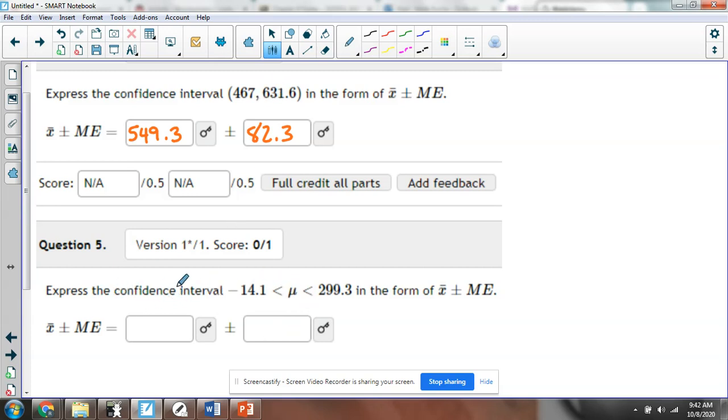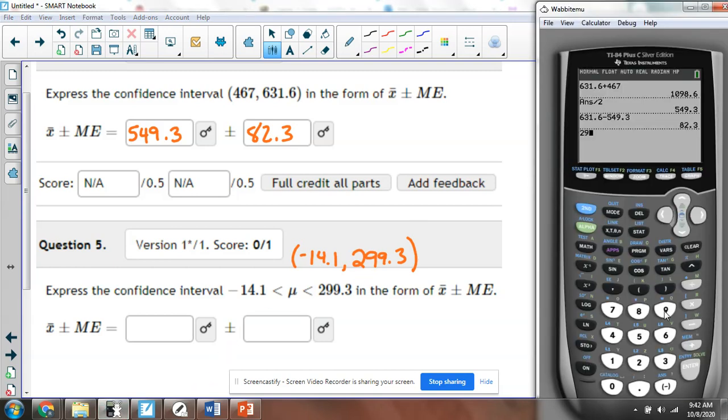Same thing here. This is just expressing the confidence interval in the same form. You can write it as an interval notation. This is a triple compound inequality. But this can be written as negative 14.1 to 299.3. So we're going to do the exact same thing. Find the average. Plus negative 14.1 divided by 2. So 142.6.